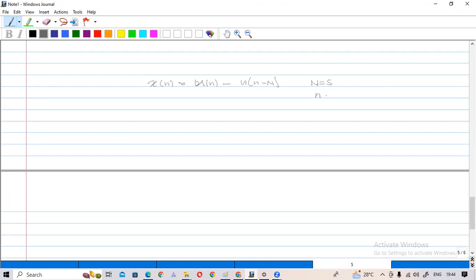What are the n values for which xn will be 1? Xn will be equal to 1. For what n values? If you have drawn the signal, please tell me. For certain values of this signal also, xn is equal to 1. So I am asking what are the n values that xn becomes 1.